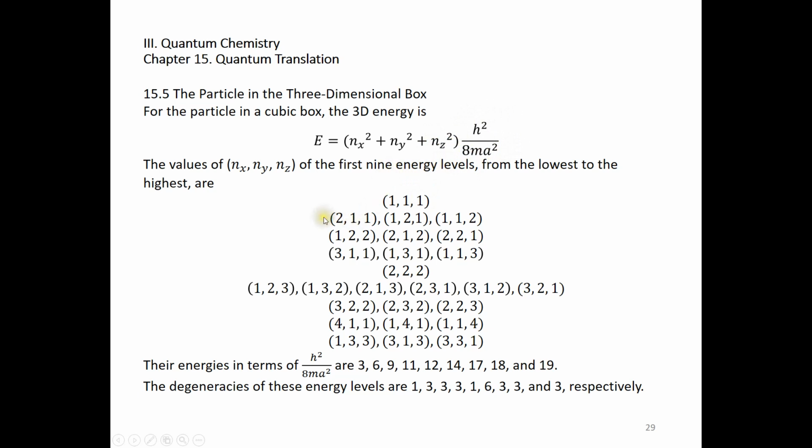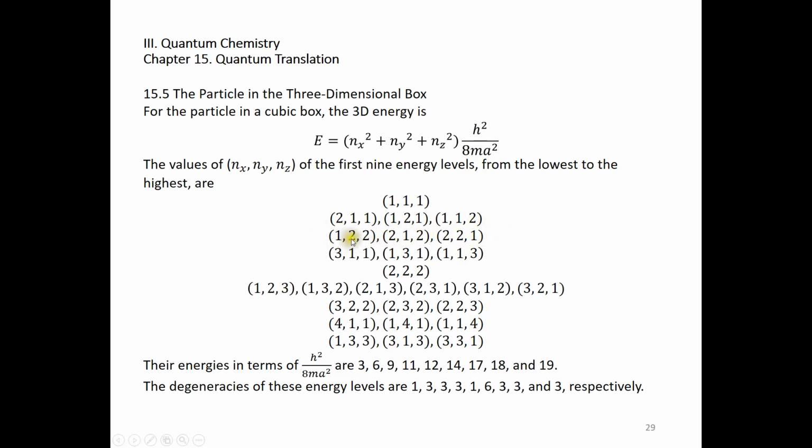Now what about the second energy level? It can be 211 or 121 or 112. Either way, we have 6 times h squared over 8ma squared. The third energy level, 1 squared plus 2 squared plus 2 squared. We get 9. 9h squared over 8ma squared. And also, we have a degeneracy of 3 here.